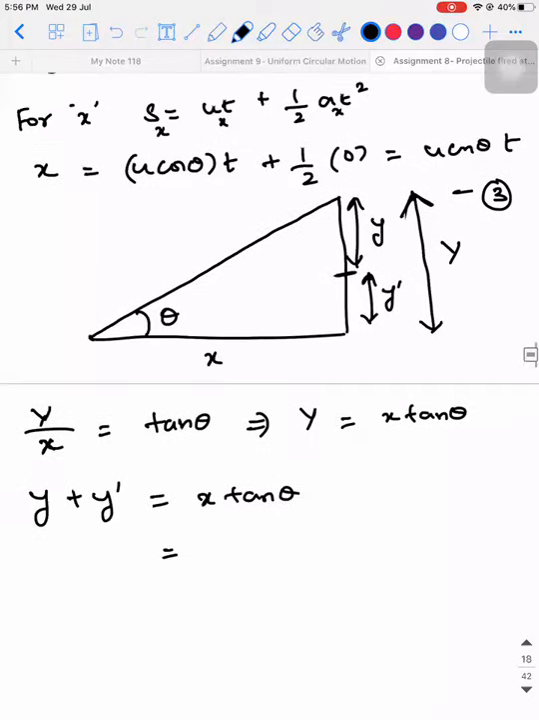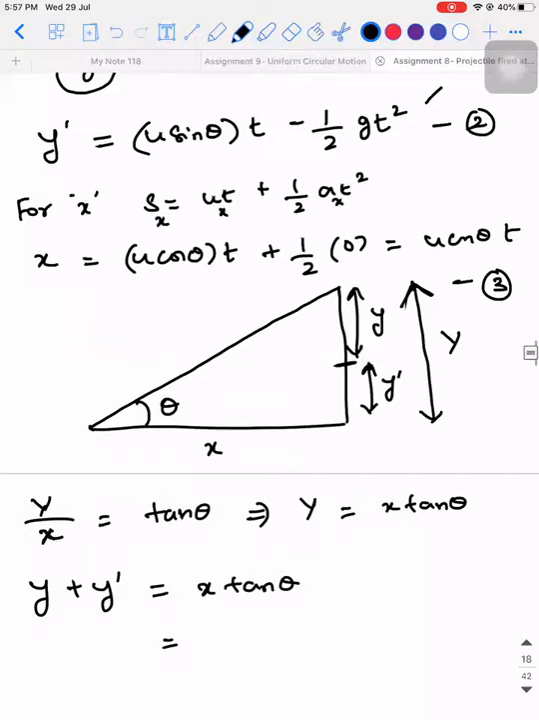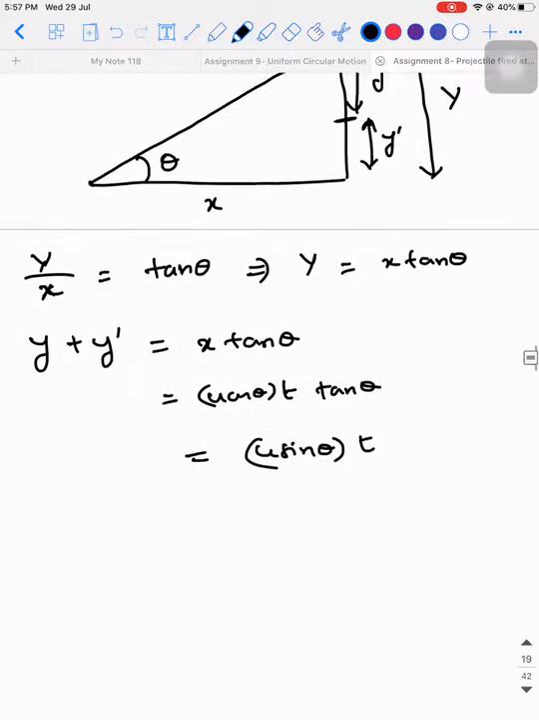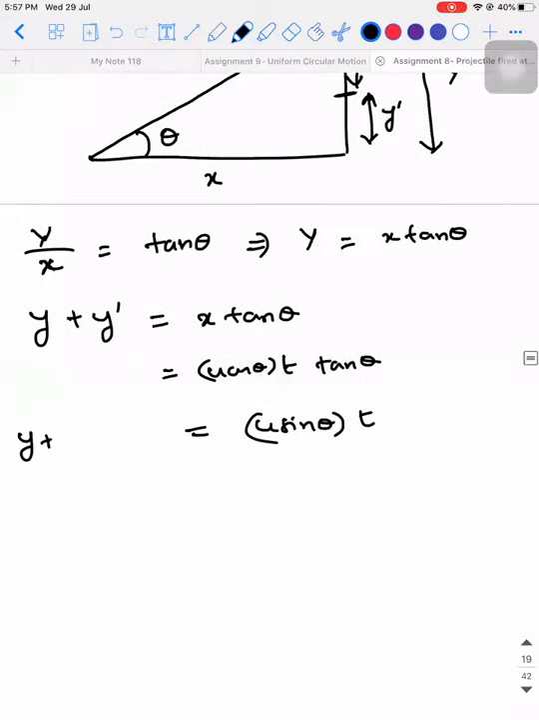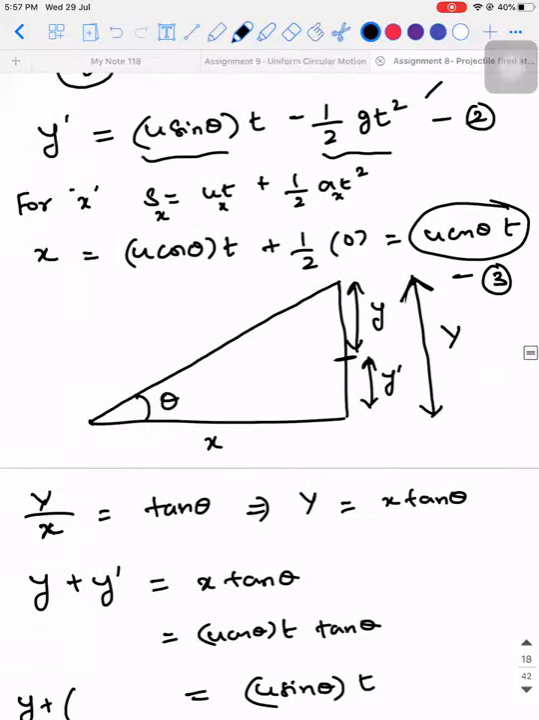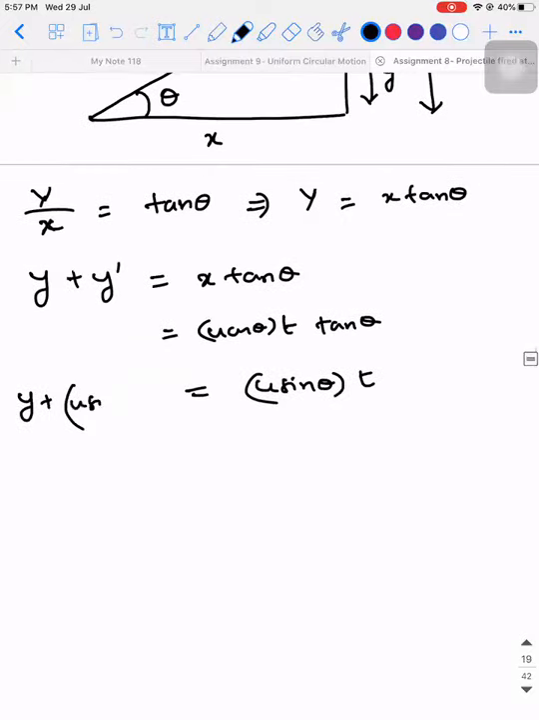So what is the value of x, guys? x is nothing but u cos theta into t. So u cos theta into t into tan theta gives u sin theta into t. So y plus, what is the value of y dash? That is u sin theta into t minus half g t square. Accepted. What will get cancelled? u sin theta into t will get cancelled. y will be equal to half g t square.